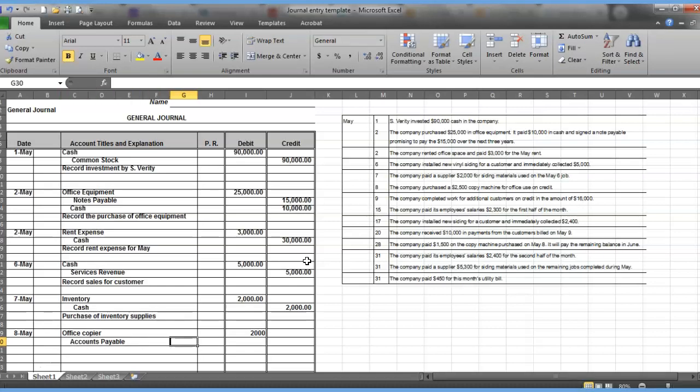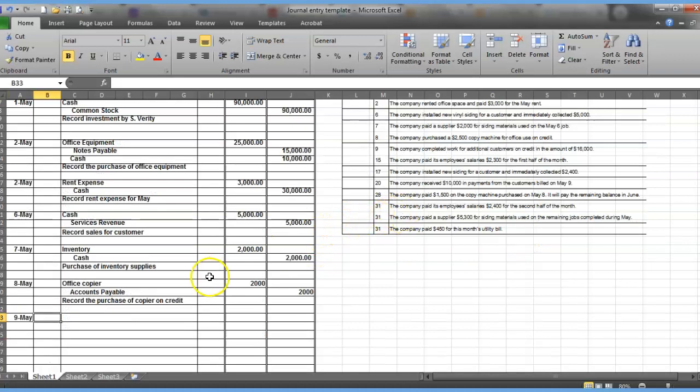The difference is that accounts payable is more operational between yourself and a vendor. And a note payable is really a liability that has an interest rate charged attached to it. Here, it doesn't give me any indication of such. So I'm going to assume that we're going to record the purchase of copier on credit. Now, the next entry is on the 9th of May. I'm going to scroll up a little bit so you can see.